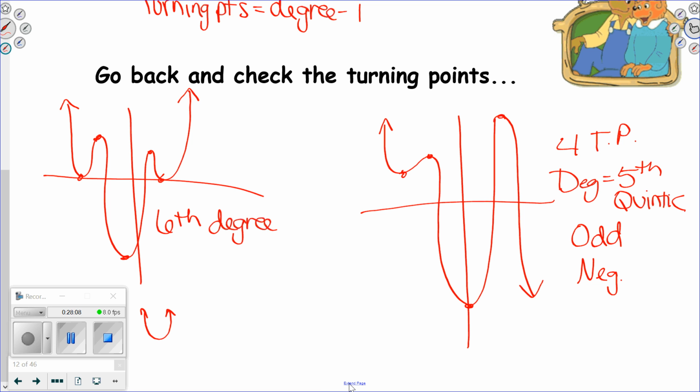I can tie all that together. Just by looking at a graph, I can tell a lot of things. Or by looking at the equation, I can tell a lot of things about the graph. Do I know how high or how low all those lines went? No, I don't. I can't tell you that, but I can tell you how many curves it could have.